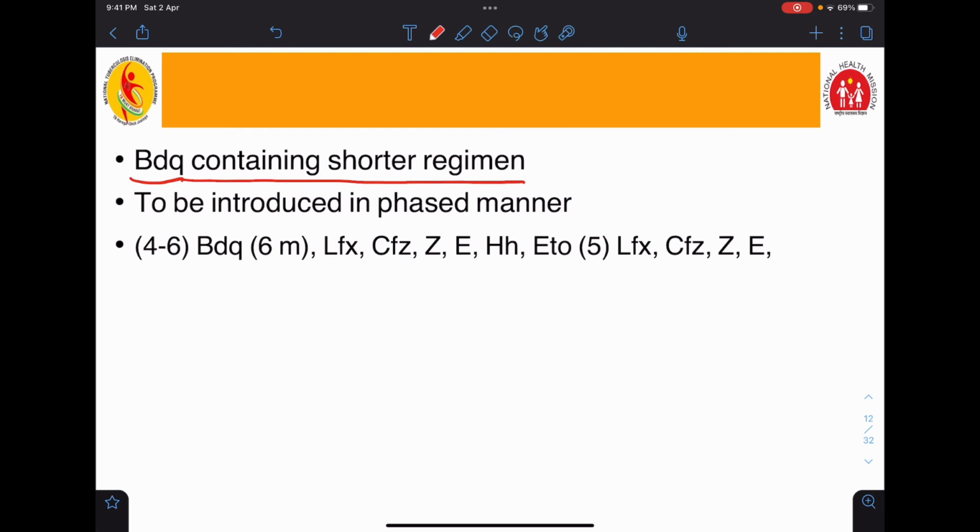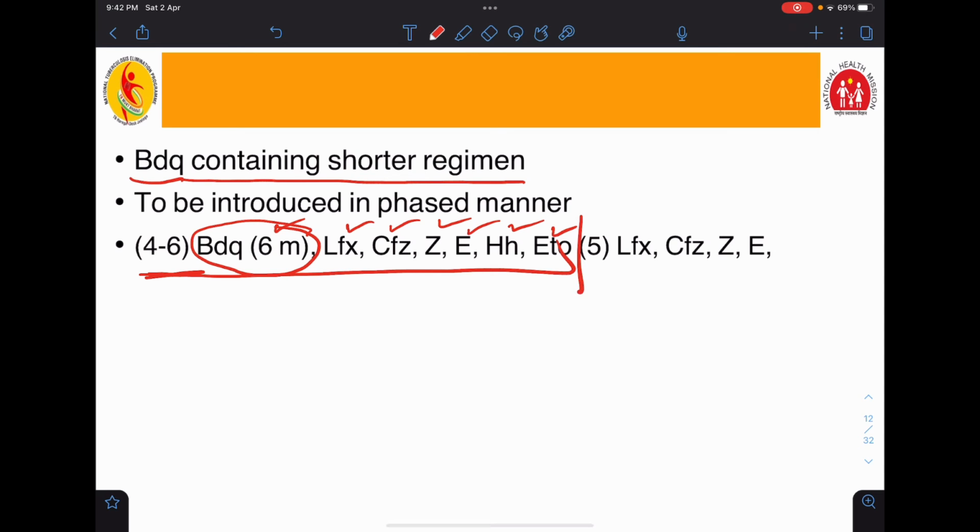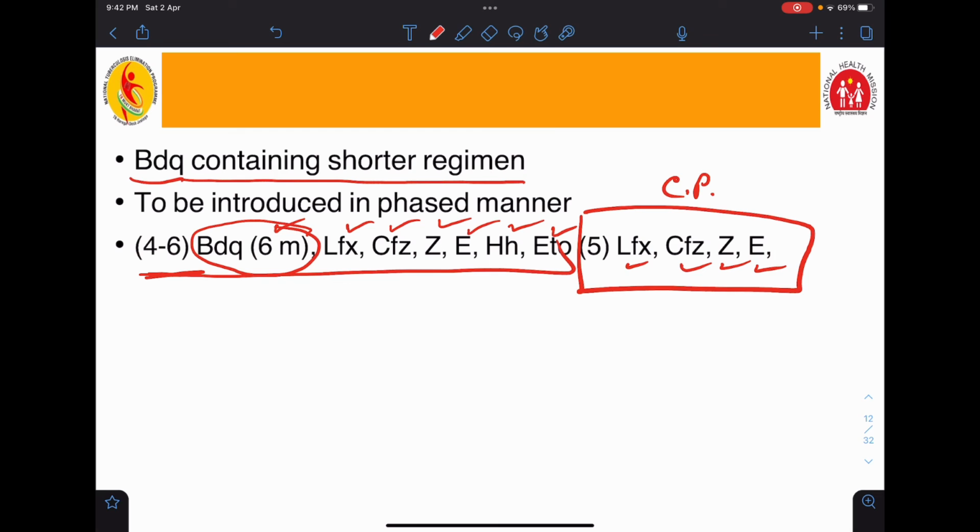So 4 to 6 months of intensive phase and then 5 months of continuation phase. In the 4 to 6 months of intensive phase, we will use bedaquiline, levofloxacin, clofazimine, pyrazinamide, ethambutol, high dose isoniazid and ethionamide. These are the 7 drugs to be used in this shorter bedaquiline containing regimen. But just remember that bedaquiline is to be continued for the first 6 months of the regimen. The continuation phase will contain levofloxacin, clofazimine, pyrazinamide and ethambutol. These 4 drugs will be given in the 5 months continuation phase.